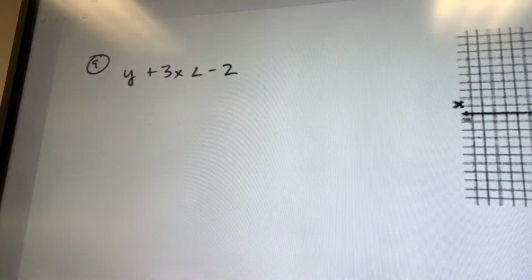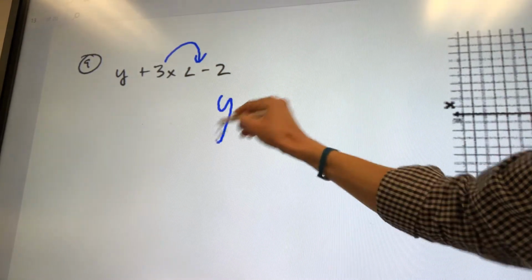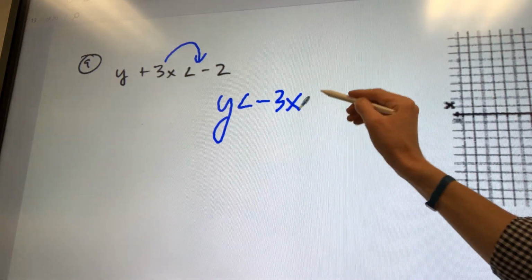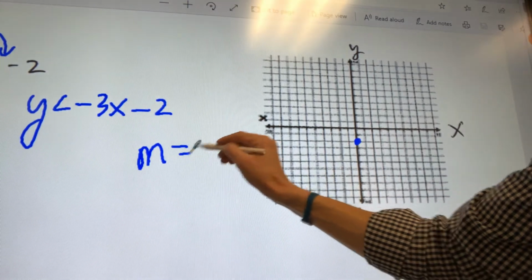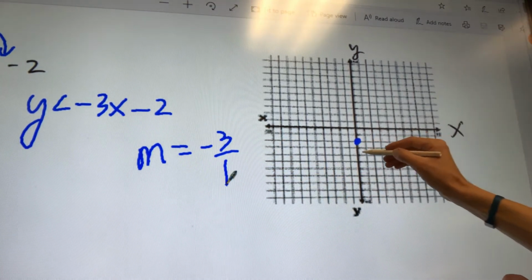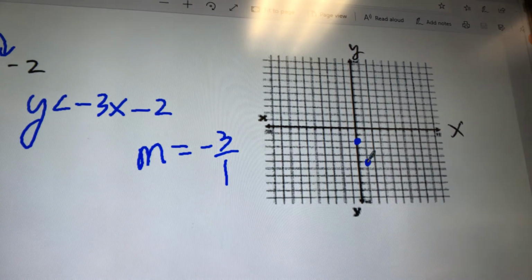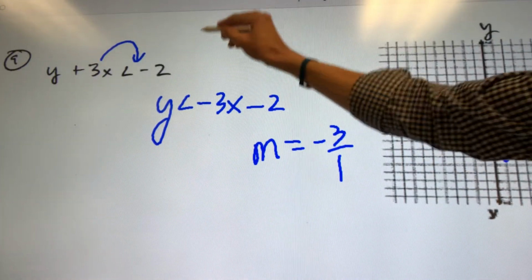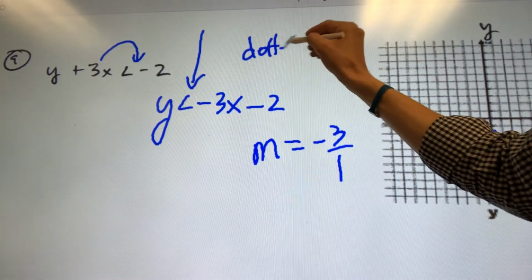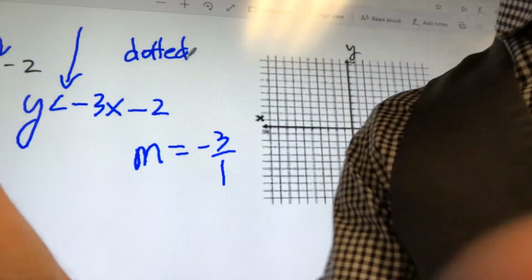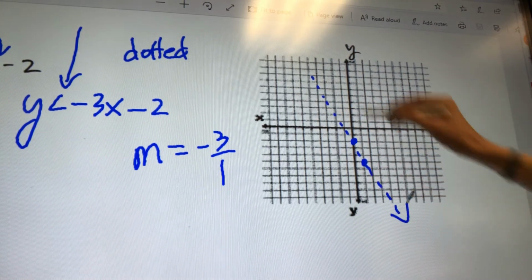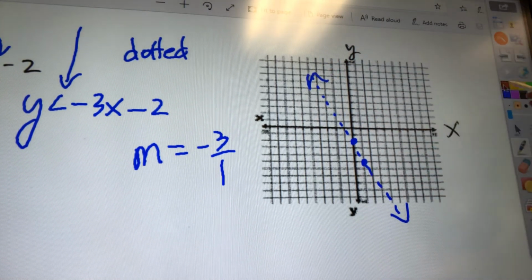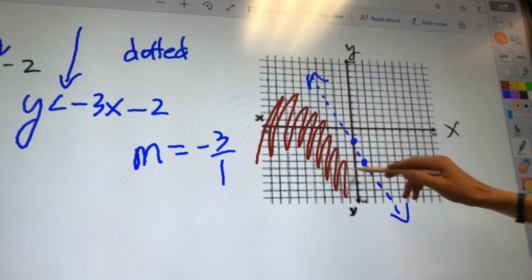All right, let's take a look at number 9. Just going to move that over. Y is less than negative 3x minus 2. The y-intercept is a negative 2. The slope is a negative 3 over 1. Down 1, 2, 3, down 3 over 1. You have a dotted line. And you're going to shade below. Dotted line and you shade below.